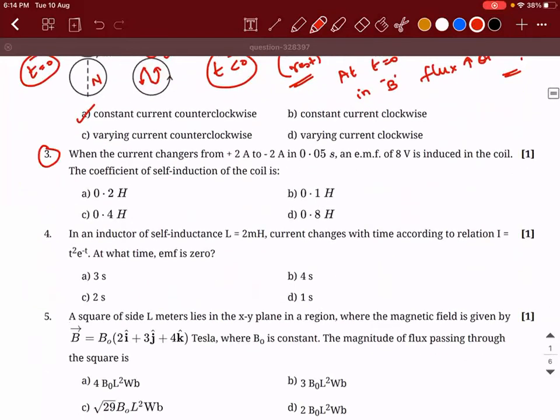You can solve it. Do it fast and tell me. When a current changes from +2 to -2 ampere in 0.05 seconds, an EMF of 8 volt is induced in the coil. The coefficient of self-induction L is equal to, what is the formula? E divided by delta I divided by delta T. So E is 8, delta I is 4 divided by delta T is 1 by 20. So it is 160 by 4. 40. 40 is not there. No, option itself is not there.